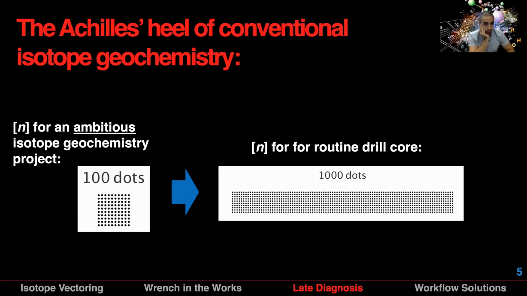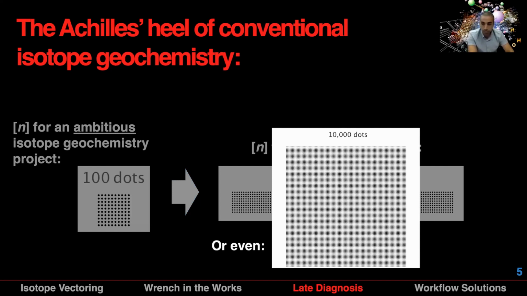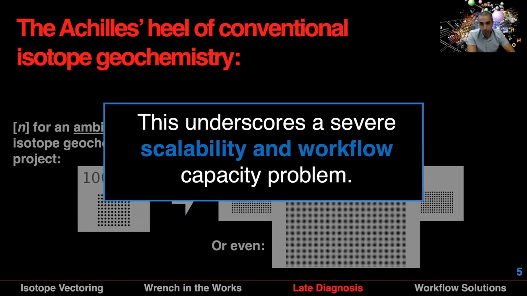So the amount of unique samples a really ambitious isotope geochemistry project usually handles is maybe 50 or 100, 200 if really aspirational. If we're looking at samples from drill core or drill cores, and especially if we're wanting to develop, say, a cross-sectional understanding of a deposit, that really goes up to 1,000, 10,000 or more. And really what this is underscoring is a quite severe scalability and workflow capacity problem for the isotope geochemistry side of this.